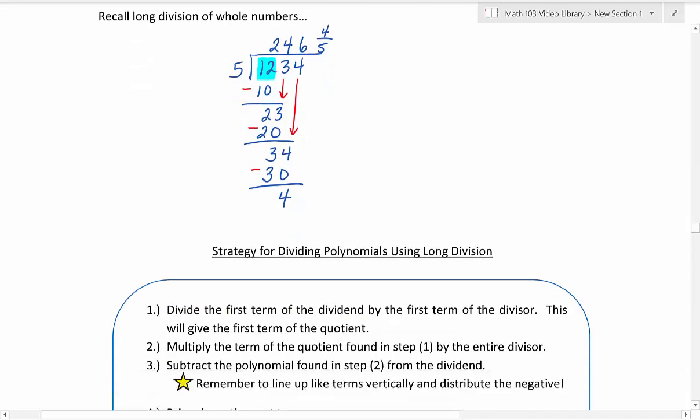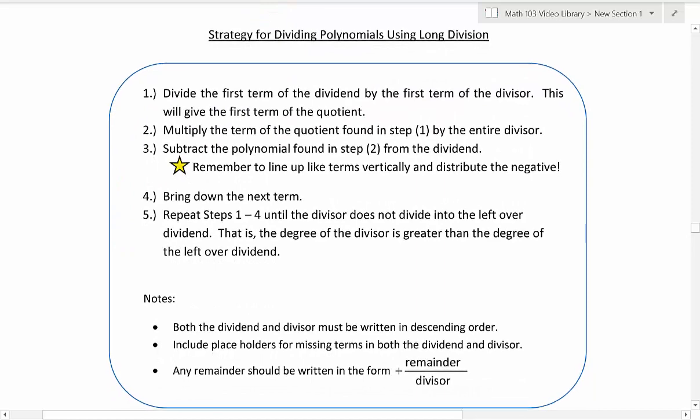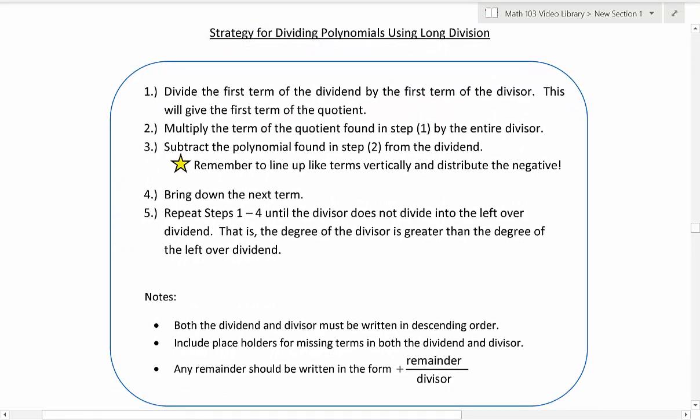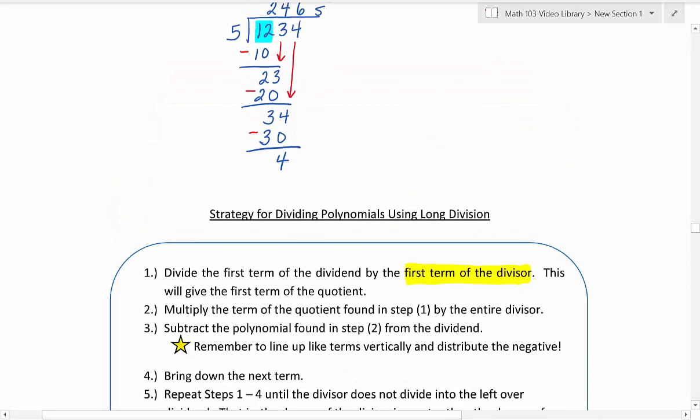So here's our strategy for dividing polynomials using long division. You'll see it's the exact same thing that we just did. We're going to start by dividing the first term of the dividend by the first term of the divisor. That may be the only portion that's different, that we're only going to use the first term of the divisor and not the whole thing to get us started. This will give us the first term of the quotient. Then we're going to multiply the term of the quotient found in step 1 by the entire divisor. And then we put it underneath, just like we did with the 10 or the 20 or the 30.